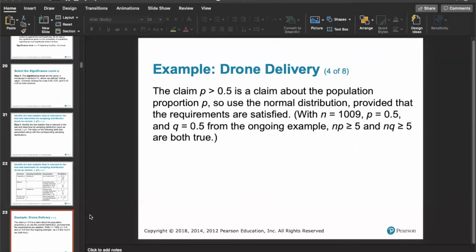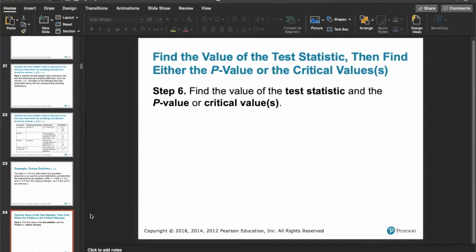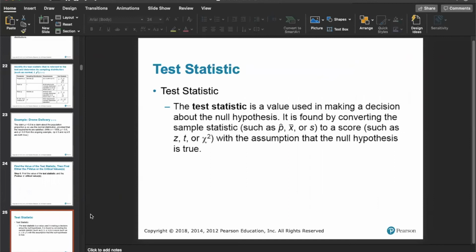So going back to our drone deliveries, if our claim is that our proportion will be greater than 0.5, we're going to be using a normal distribution, and provided that all of our requirements are met, we can keep moving forward to step 6, which is finding the value of the test statistic and the p-value or critical values. A test statistic is a value used in making a decision about the null hypothesis. It's found by converting the sample statistic, such as your p-hat, your x-bar, or your sample standard deviation, which is s, to a score such as your z, t, or chi-square. And that's all with the assumption that the null hypothesis is true, which is the one we set up as just being plain equal to what we're measuring.